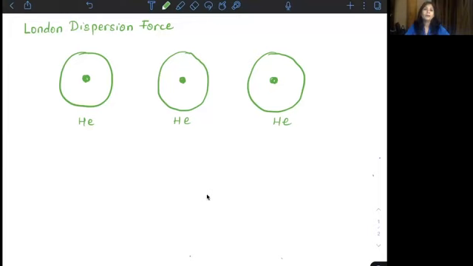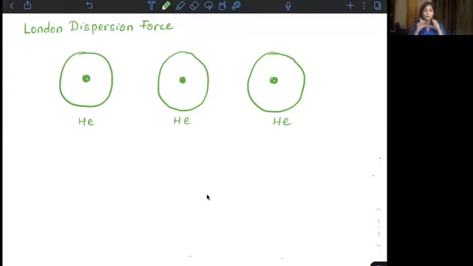And in today's session, we are going to be looking into intermolecular forces. The first intermolecular force that we will be looking into is the London dispersion force. So here I have drawn 3 helium atoms to explain about this London dispersion force. Now, London dispersion forces are going to be present in all molecules, and they are the weakest type of forces that you will see amongst all the different intermolecular forces.